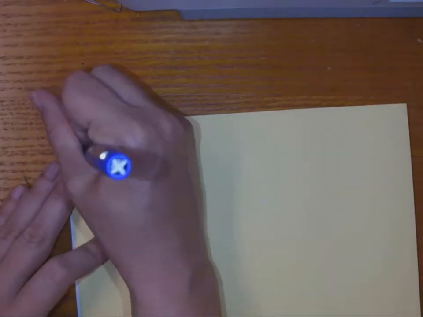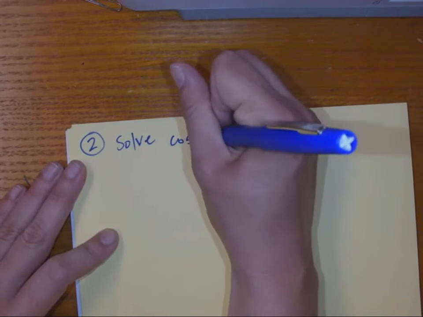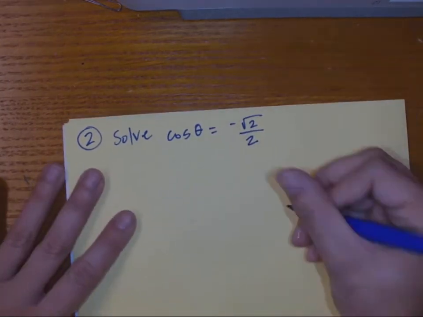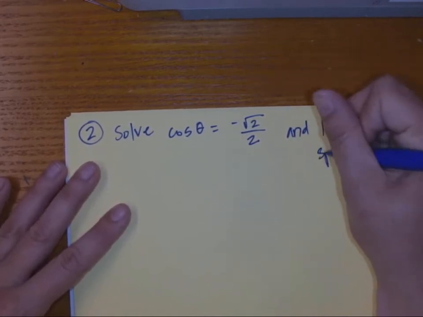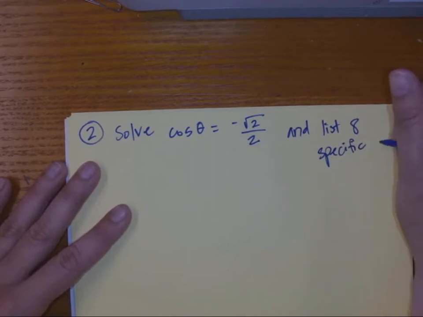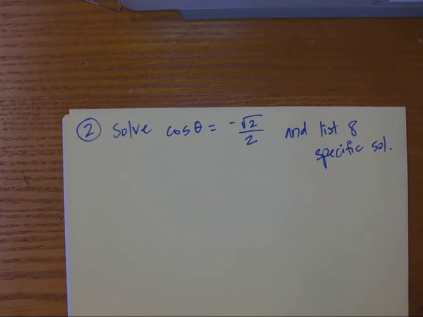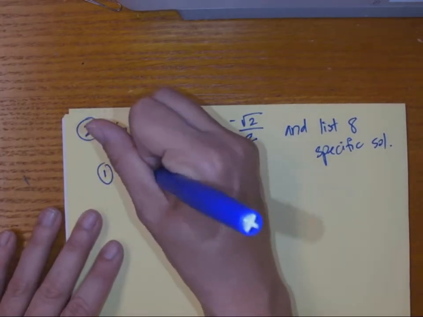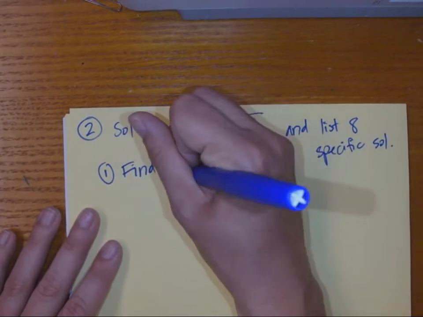So if you're asked to solve cosine of theta equals negative square root of 2 over 2, and we want to list 8 specific solutions. It doesn't tell you which 8. You can pick any 8 that you want to, but you need to give 8 different answers here. So first thing let's do, let's find the solutions in one period.